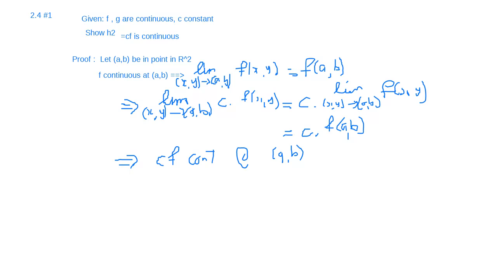And the other one works exactly the same. If you start with what it means to say that f and g are continuous, you get the limit when xy tends to AB of f xy is equal to f at AB, and the limit when xy tends to AB of g xy is equal to g at AB. What will happen to the limit of the product? You simply apply the product rule for limits, and you will get the conclusion.